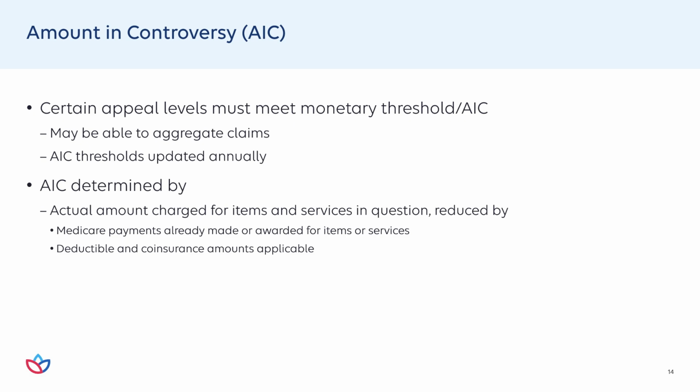The way that you would determine if your claims meet the AIC threshold is the amount charged for the item or service should be reduced by any Medicare payment that's already been made for those items or services, and any deductible or coinsurance collected for the items or services. The amount remaining after it's reduced by that would be the amount that you have available in controversy on that claim. As we go through the different levels of appeal, we'll talk about specifically what the amount in controversy is for each level of appeal.